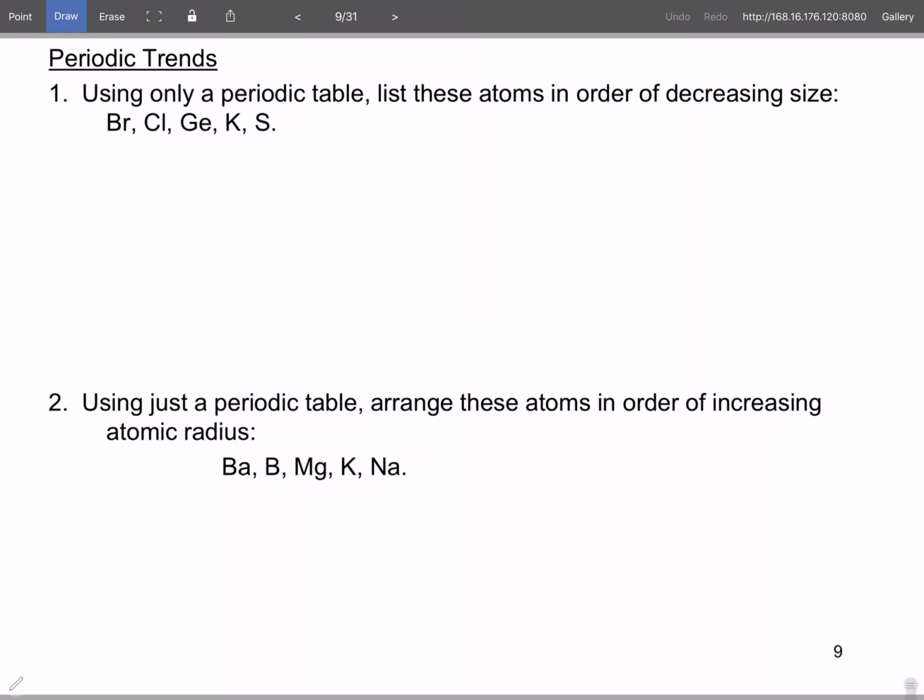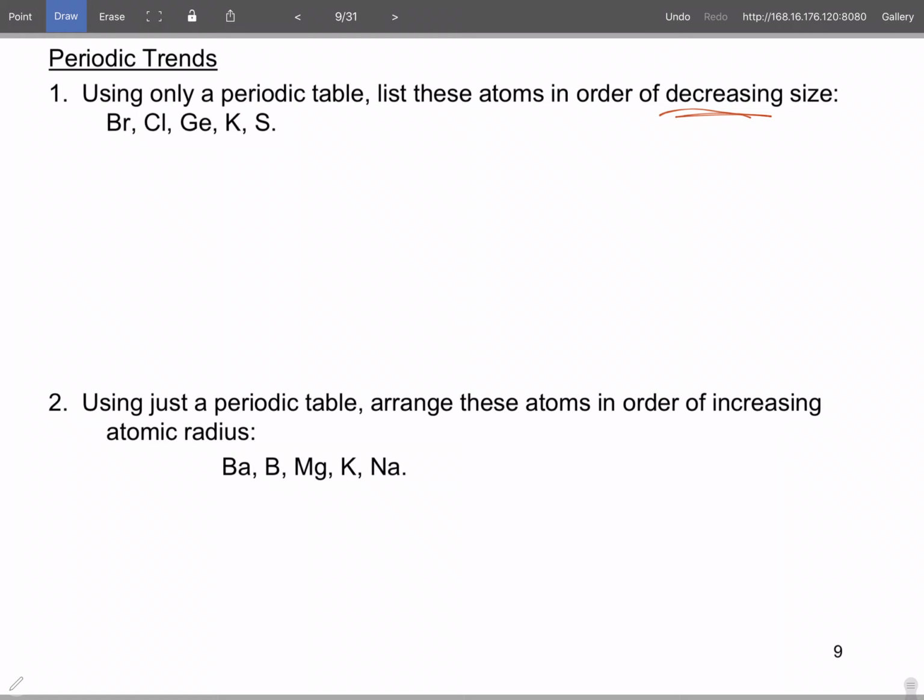So using only a periodic table, the question is: list these atoms in order of increasing or decreasing size. Now here's the trick. We're actually looking for decreasing size. I could have asked for increasing size. The other thing is you've got to know where they fall in the periodic table. And so the simplest thing to do is to put them in order.